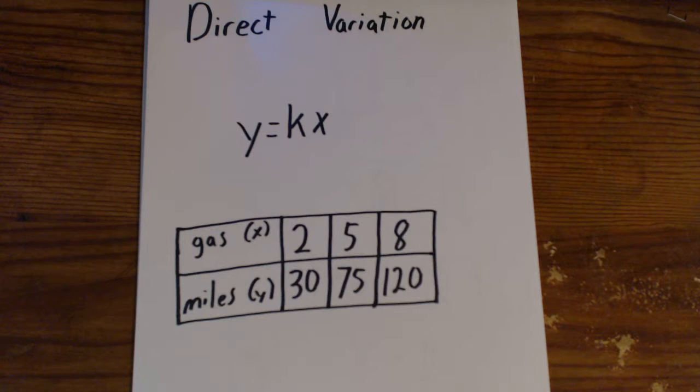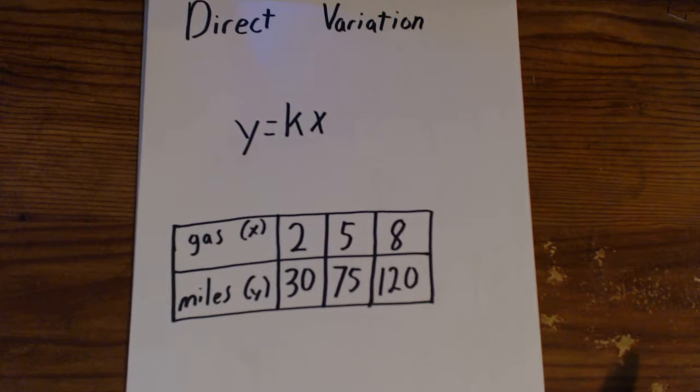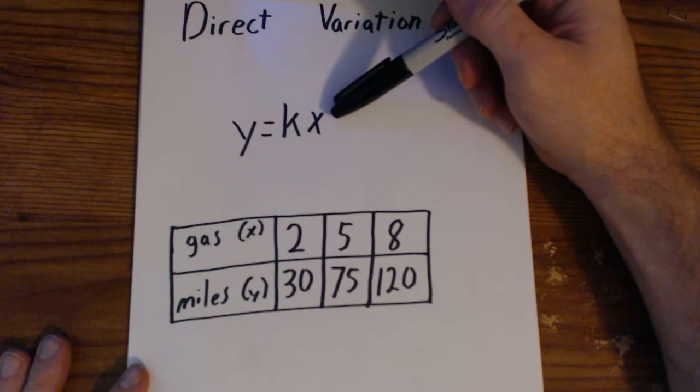Direct variation. What is it? How do we use it? And more importantly, how do I solve my homework problems with it? So, to begin with, direct variation. You're going to see something like y equals k times x.